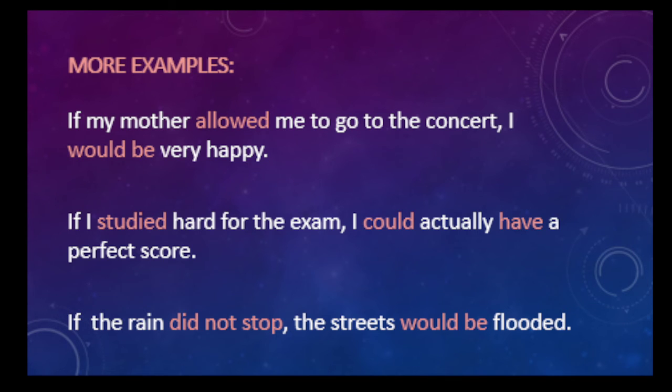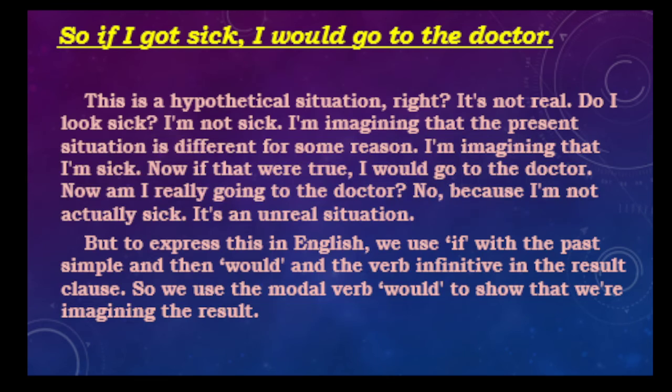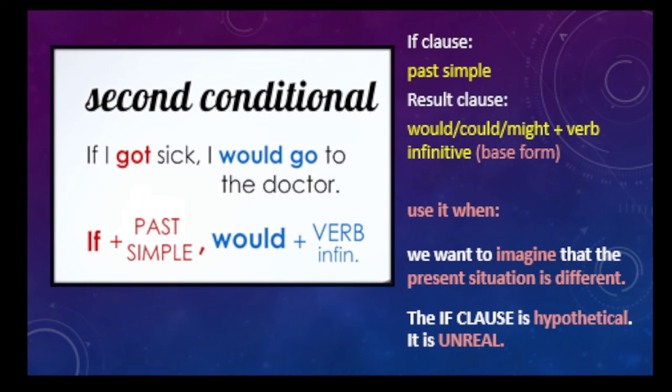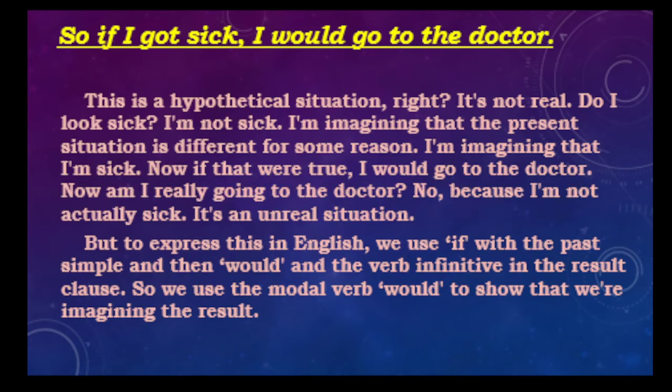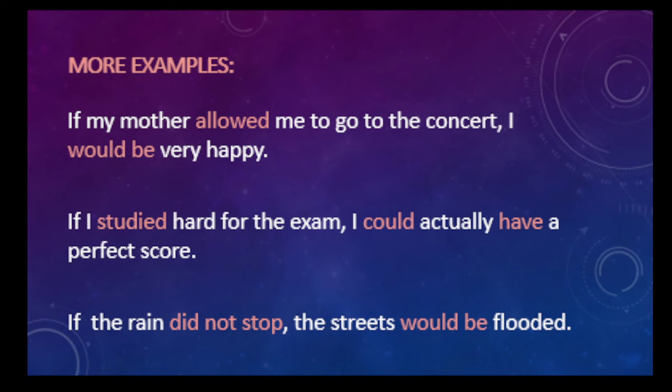Okay, verb, infinitive. Would, could, might, and verb, infinitive. So, let's go back to the example. Could, and then the base form, since have is a verb infinitive. I could actually have a perfect score.